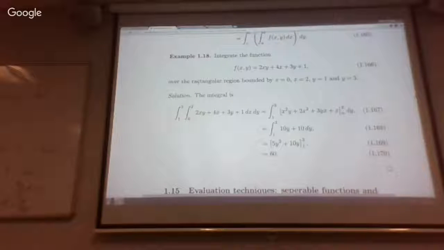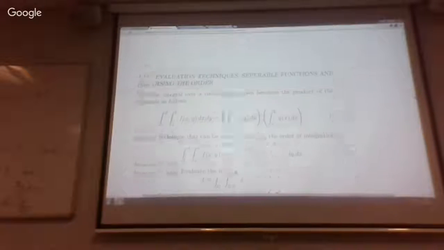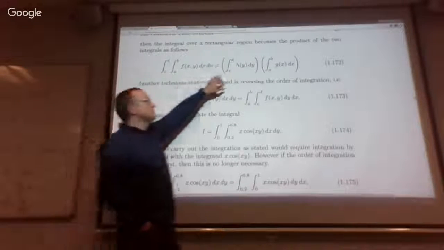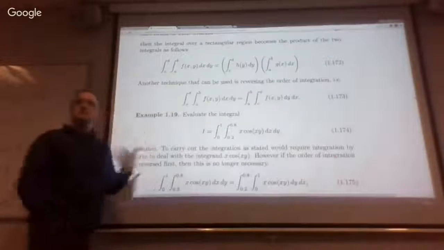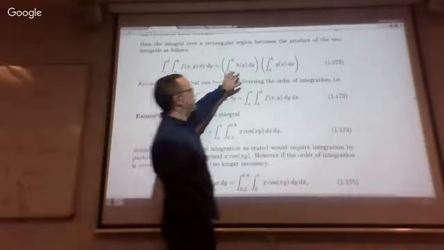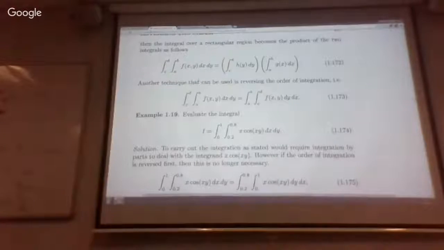But however, when you do have separable functions, then the double integral has a nice factorization as well. The double integral factorizes into the product of the two integrals. Okay, this can be proved in a couple of steps by carefully looking at properties of the integrals.